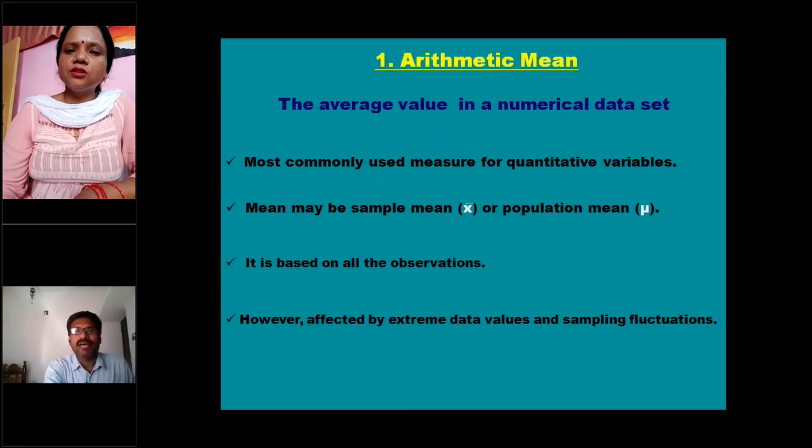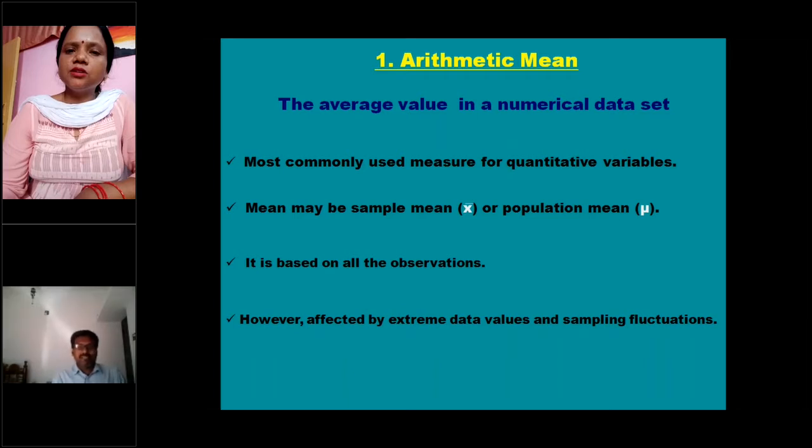The first one, arithmetic mean. Arithmetic mean is nothing but the average value in a numerical data set. And this arithmetic mean is most commonly used to measure quantitative characters. So the data characters, the variables, may be qualitative or quantitative. And for quantitative variables, mostly the arithmetic mean is commonly used.